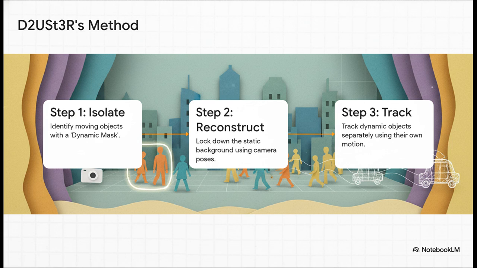Their method, DUSt3R, follows 3 pretty straightforward steps. First, it looks at the scene and identifies everything that's moving, and it creates what's called a dynamic mask to basically put a box around it. Step 2, it reconstructs the static background, all the stuff that's not moving, using the old reliable camera pose method. And then for step 3, it tracks those moving objects completely separately, using their own unique motion data. It gets that data from something called optical flow, which is basically the AI's best guess for how every pixel is moving from one frame to the next.